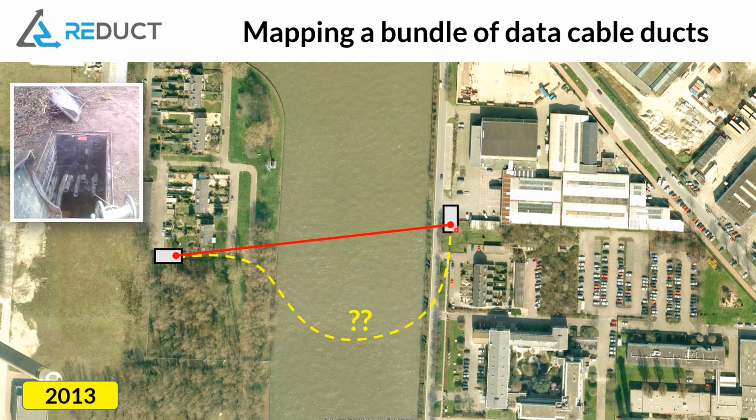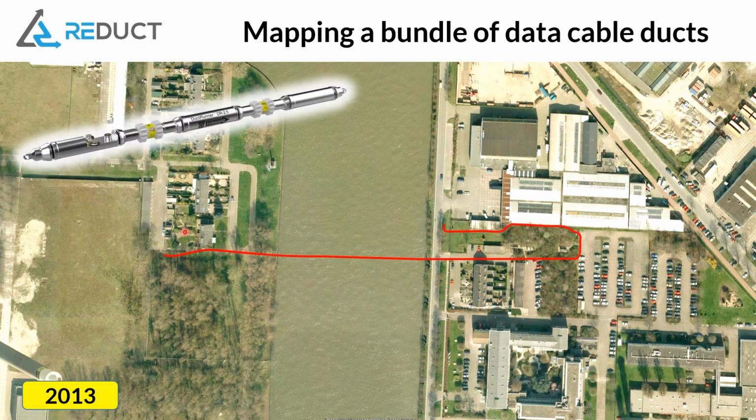So we went in with a DR2 tool, and what we found was actually that the horizontal drilling went all the way to this parking lot, and then it was just trenched back to the road like that. So this is a huge deviation from the information that was present in the GIS platform.